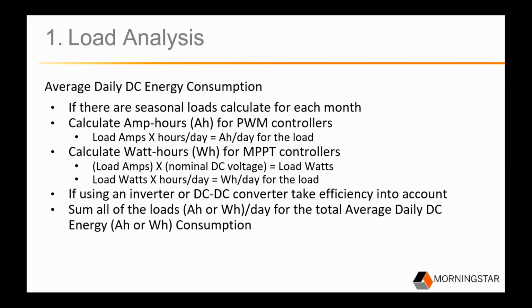We need to calculate the average daily DC energy consumption. If there are seasonal loads where the load usage will vary, we need to calculate the load usage for each month. If you have a PWM controller, you'll want to calculate load usage in amp hours per day. On the other hand, if you're using an MPPT solar charge controller, you'll want to calculate load usage in watt hours per day. And for loads involving an inverter or DC-DC converter, you'll need to account for efficiency losses. Then you simply sum up the power needs for all of your loads. After that's done, you'll need to determine the critical design month, which we'll take a look at on the next slide.